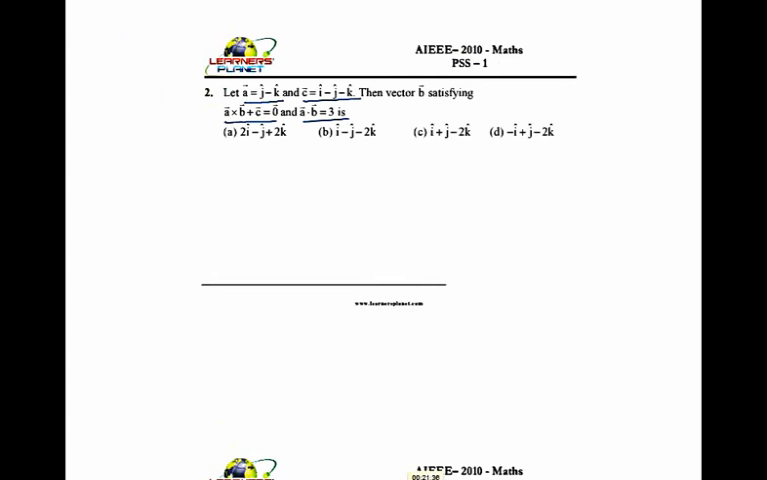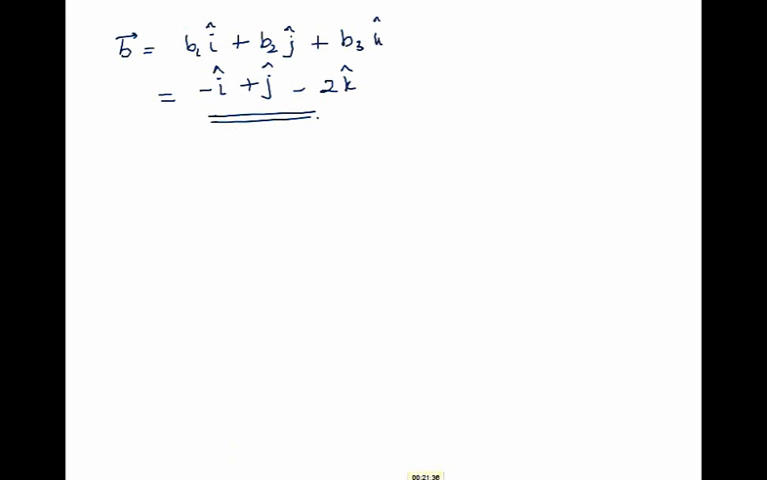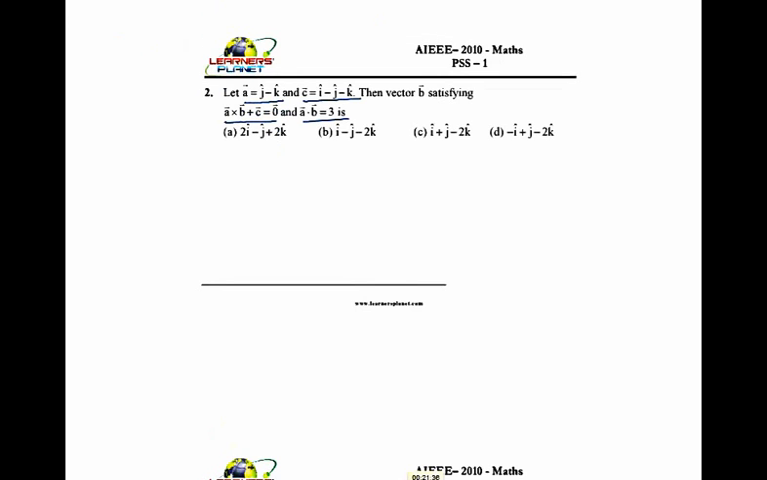Let us check which is the correct option. Let us see what it is. Minus I plus j minus 2, minus I plus j minus 2. So this is the option D, which is the correct one.